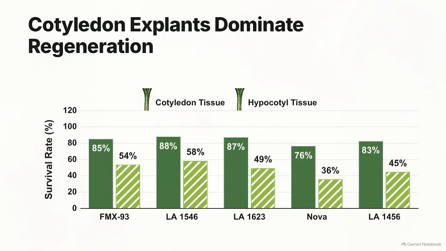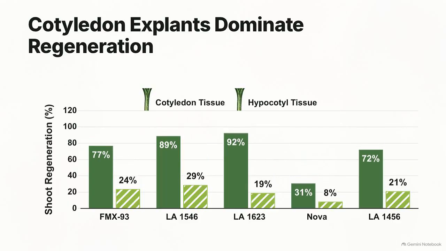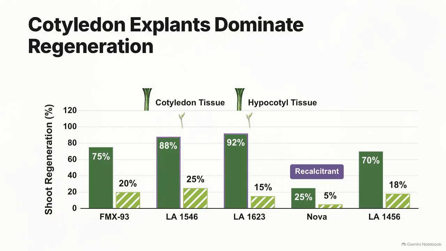This split bar chart compares survival rates of the two tissue sources after 4 weeks. Cotyledon explants heavily dominate the survival metrics. At 8 weeks, this advantage compounded. Cotyledon segments drastically outperformed hypocotyl segments in regenerating physical shoots.